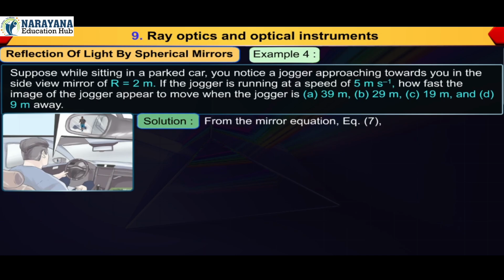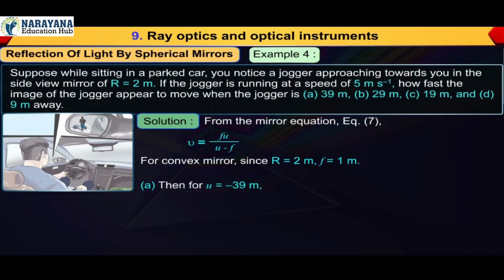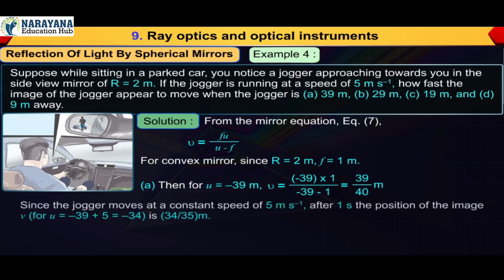Solution. From the mirror equation, equation 7, v = fu/(u - f). For a convex mirror, since R = 2 meter, f = 1 meter. Then for u = -39 meter, v = (-39 × 1)/(-39 - 1) = 39/40 meter.